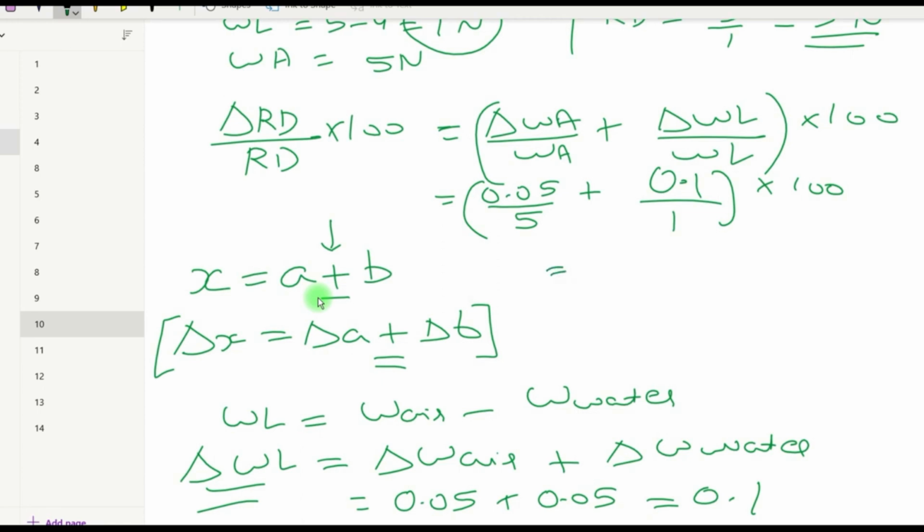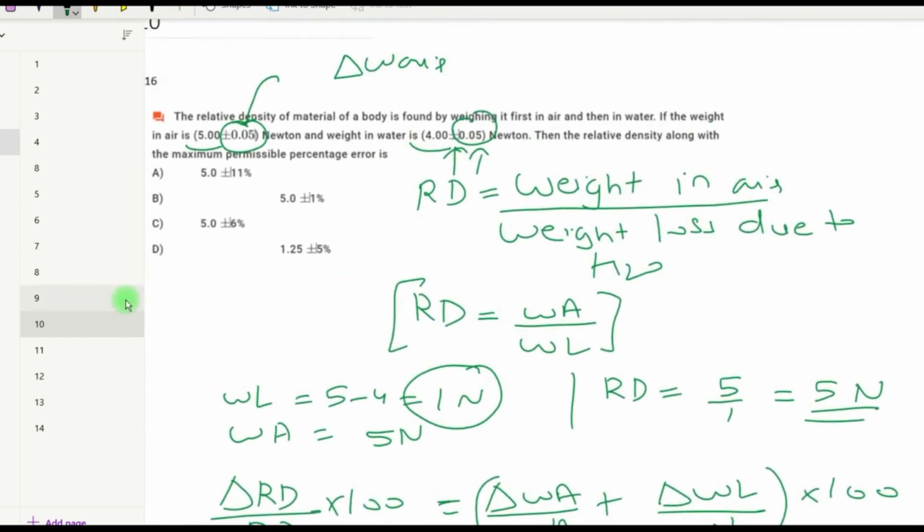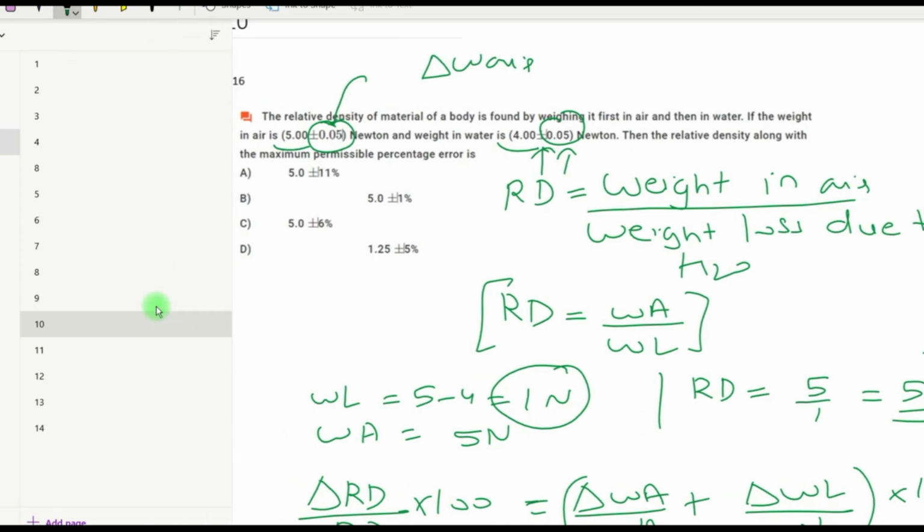So if we solve for this entire expression, we get 1 plus 10, which is equal to 11%. Hence 11% is the maximum possible percentage error in the measurement of relative density. So let's see what is the answer option. Since the actual value was 5 newtons and the percentage error is 11%, option number A is the answer.